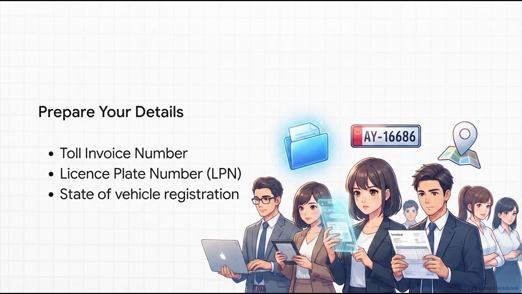Okay, before you even touch your keyboard, we need to get organized. Just grab your physical notice and highlighter. You're going to want to find 3 key pieces of information: the unique alphanumeric toll invoice number, your license plate number, and the state where your vehicle is registered. Getting this stuff ready up front is going to make the digital steps a total breeze.